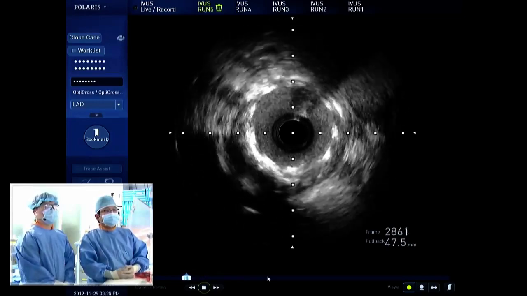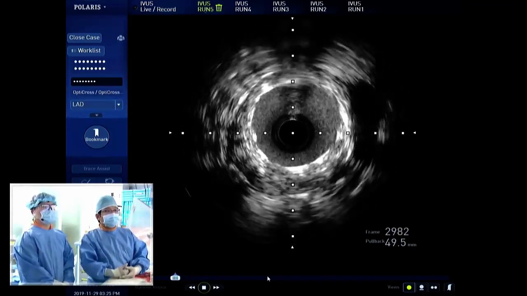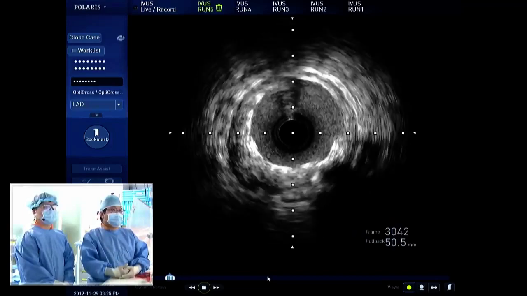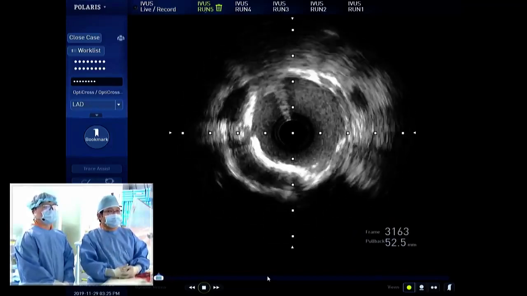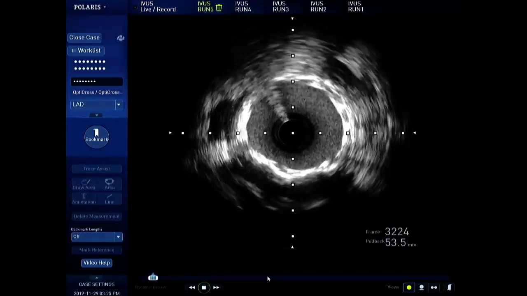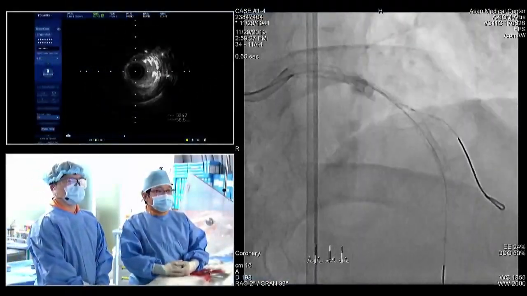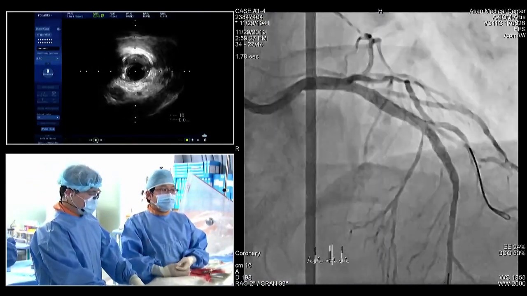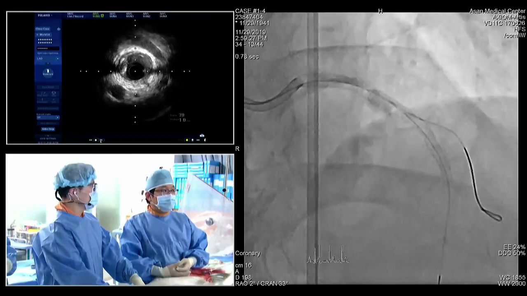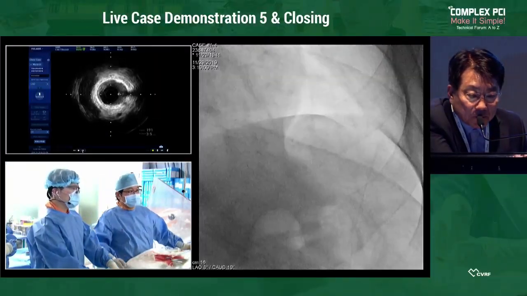Yeah, very nice. What is the maximum inflation pressure? Dr. Han, what is the maximum pressure? 28. 28? 28. All right. What type of balloon do you use? Just the routine high pressure, routine non-compliant balloon, not a special balloon. We don't have an OPN balloon.